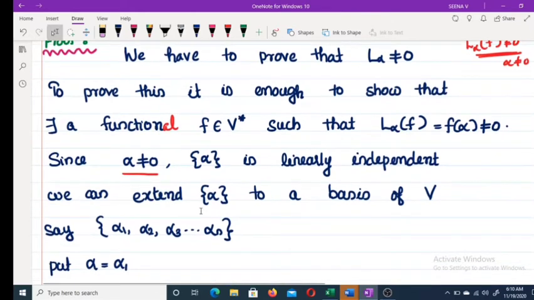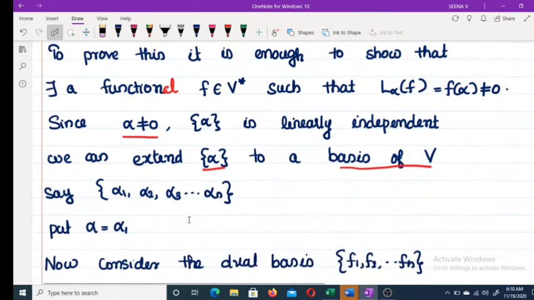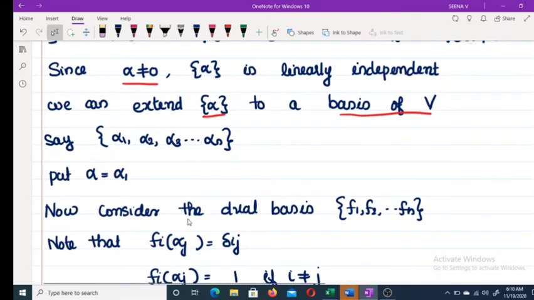Now we can extend this alpha to a basis of V, say alpha 1, alpha 2, up to alpha n. If you put alpha equal to alpha 1, this is a linearly independent set.